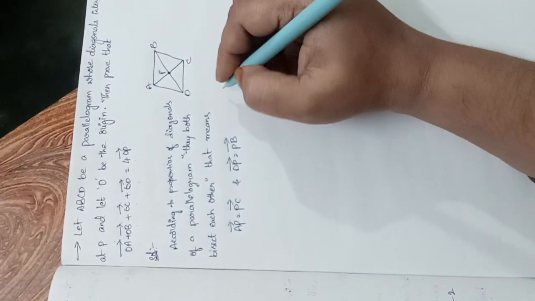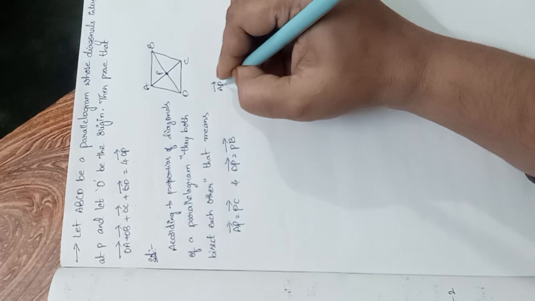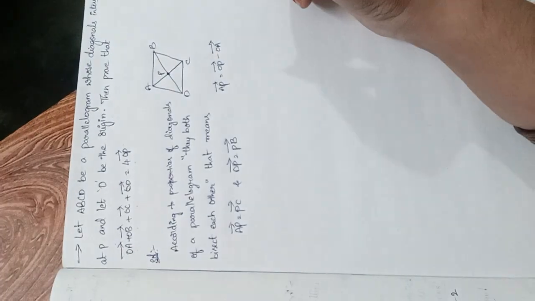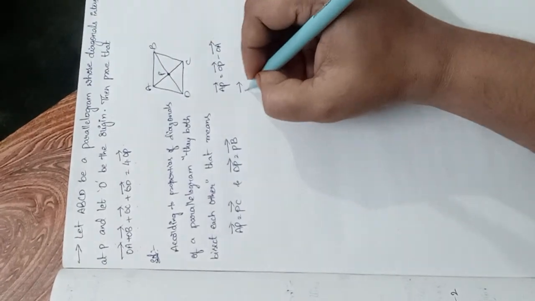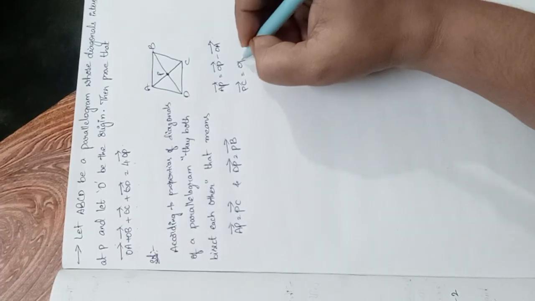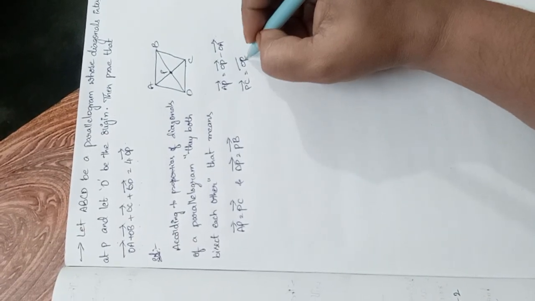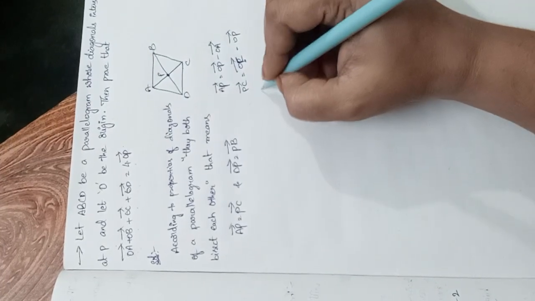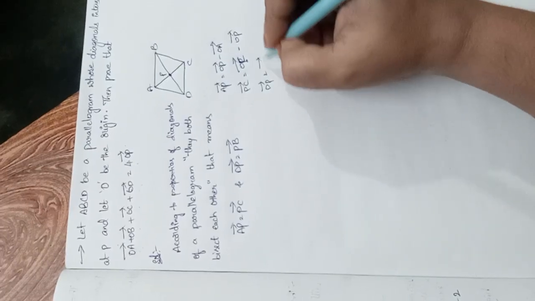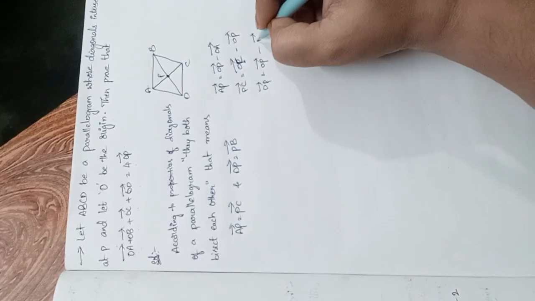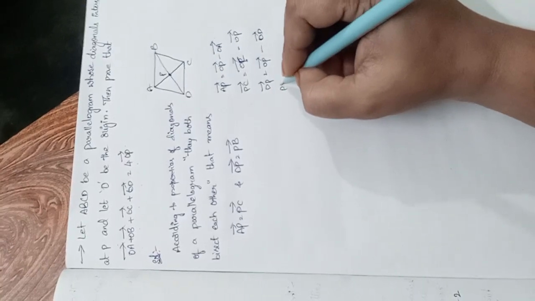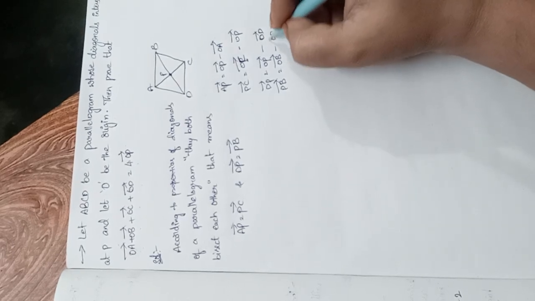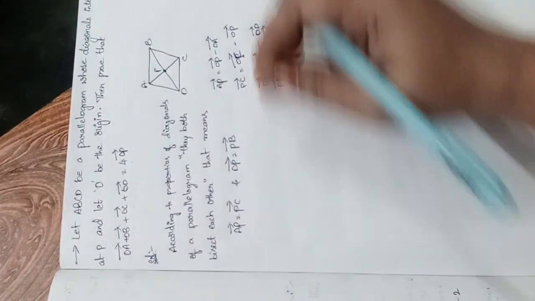And we know, for example, if you take AP, it equals vector OP minus vector OA, and vector PC equals vector OC minus vector OP. In the same way, vector DP equals vector OP minus vector OD. Next, vector PB equals vector OB minus vector OP. Right? Now substitute these values in this.